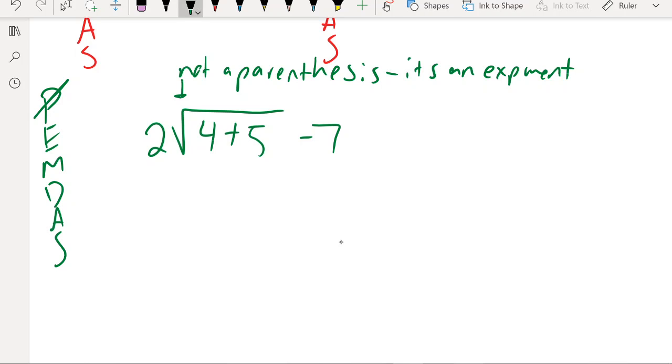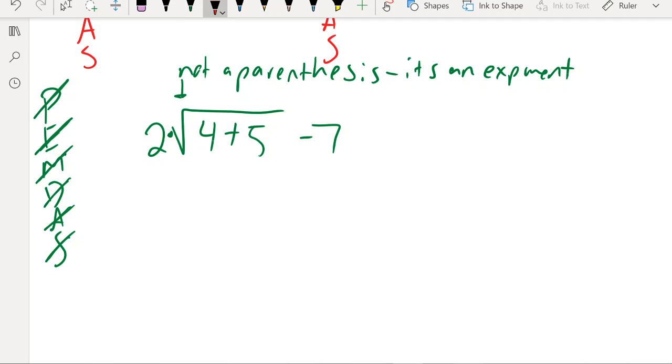So no parentheses, just an exponent, but I can't take the square root of 4 plus 5. So there's nothing else to do, because I can't take the square root of 4 plus 5, so there's no exponents. No multiplying, because I can't multiply 2 by something inside of a parentheses. And no division, no addition, and no subtraction, because I can't take 7 and subtract it from some sort of square root thing multiplied by a number. So there's nothing I can do.